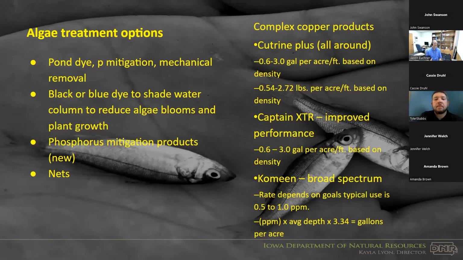And Komeen Descend is a newer product that targets the filamentous algae mat on the bottom of the lake. It's a liquid application, but it sinks like a pellet, goes down to the bottom of the lake, and controls that matted-out filamentous algae on the bottom of the pond. Next slide.